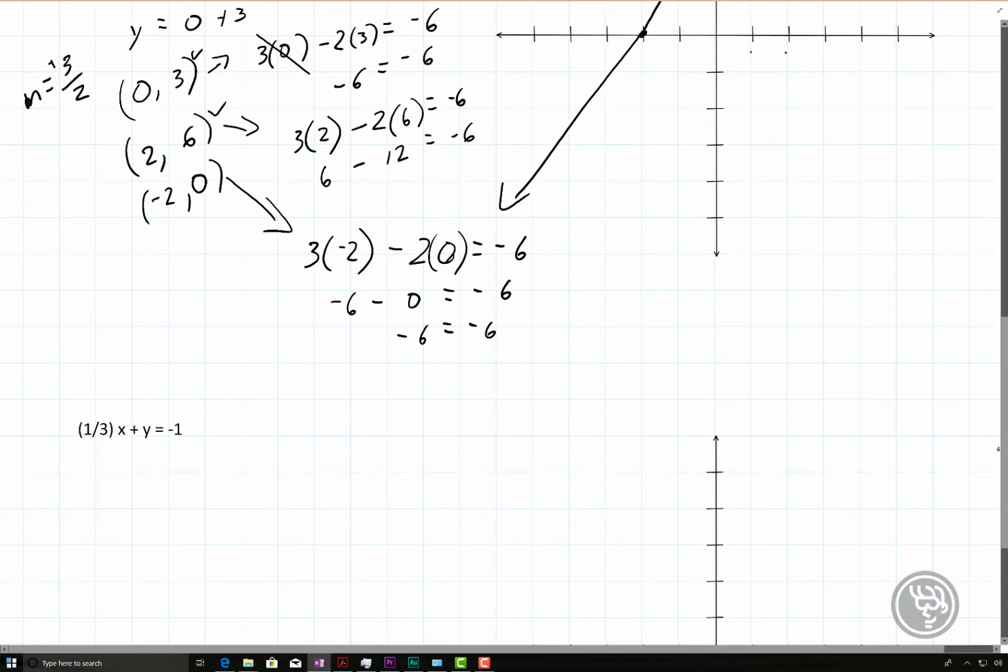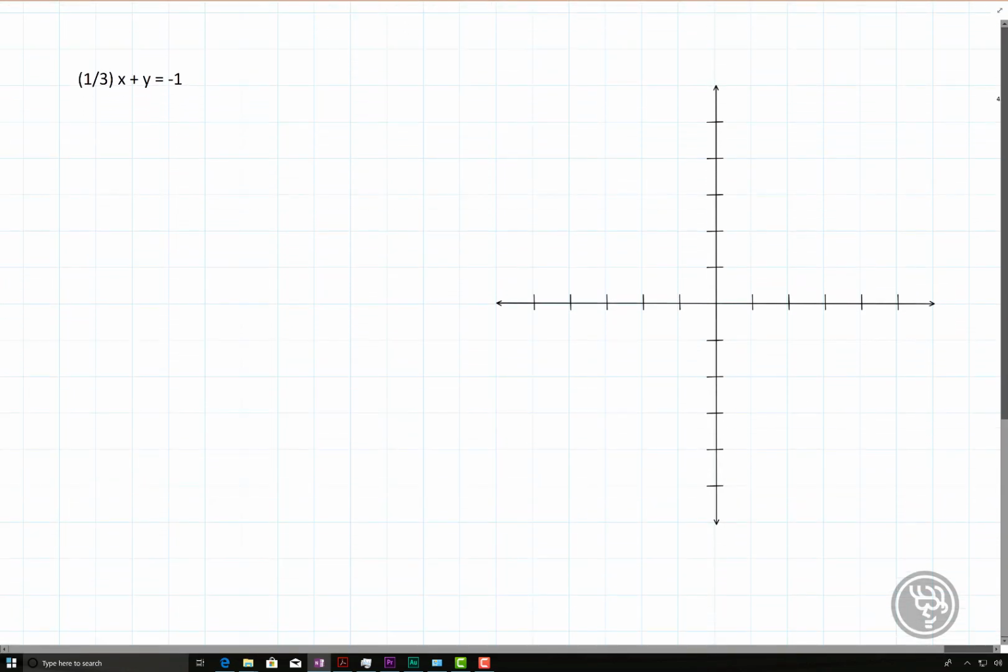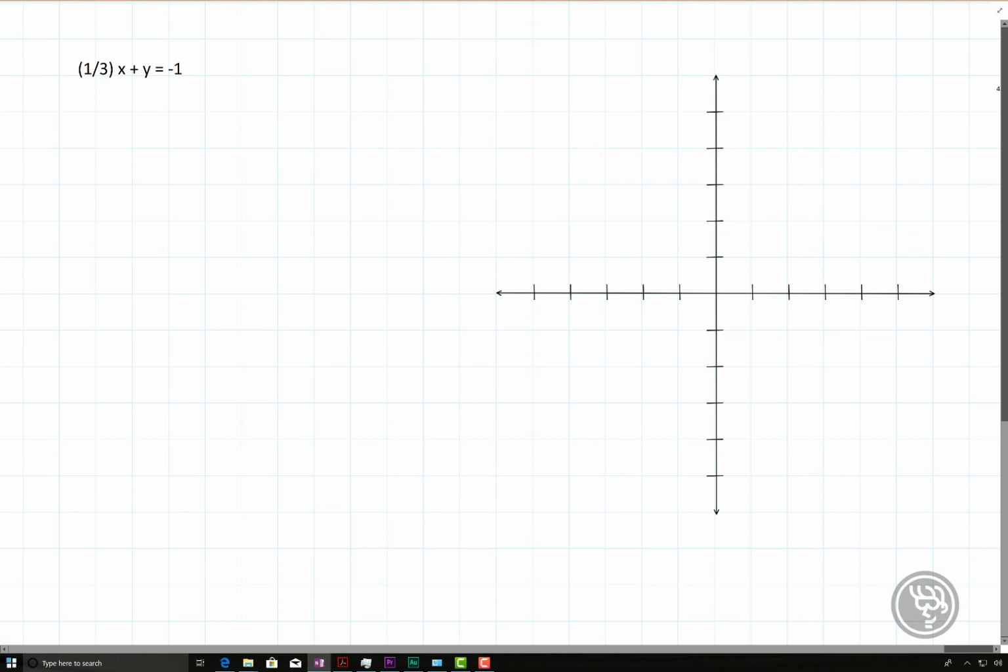Okay, let's try another one. This one has a fraction in it. So we still have to move stuff around. What I would do is I would isolate my y. We're going to do that by moving the 1/3 from this side to the other side. We're going to do minus 1/3 x on both sides. I know sometimes the numbers can be a little intimidating, but it's just moving the numbers around.